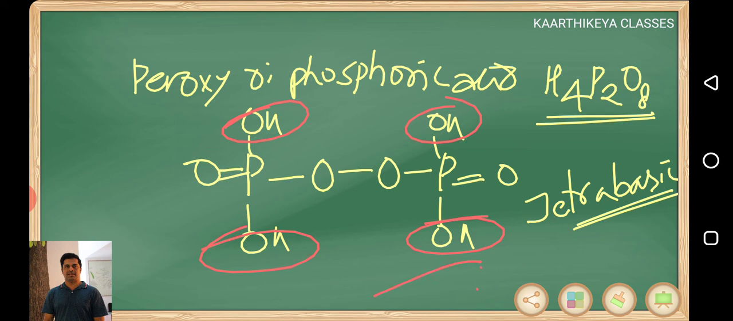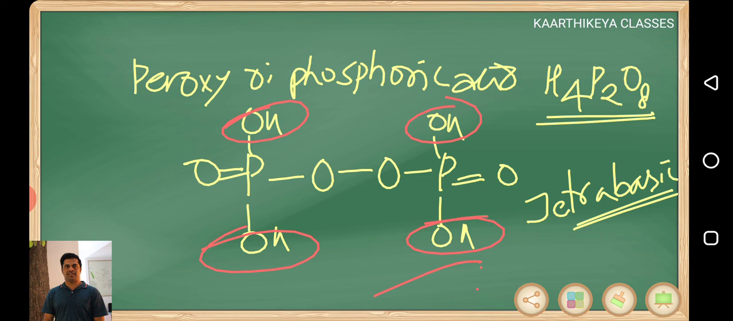Total 11 acids we were discussing. Metaphosphorus, orthophosphorus, hypophosphorus, pyrophosphorus. In the phosphoric acid series, metaphosphoric acid, which is a cyclic form, orthophosphoric acid, hypophosphoric acid, pyrophosphoric acid. Then the peroxy series, peroxy mono, and another is peroxy di. Remember, hypo means lower oxidation state. Pyro means higher oxidation state.